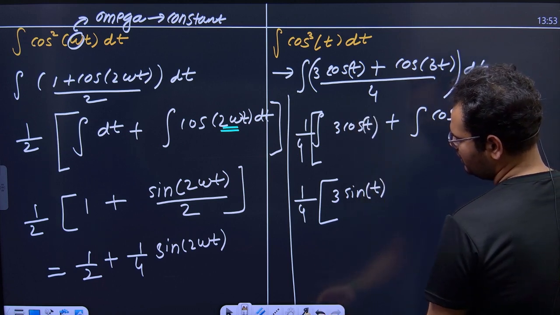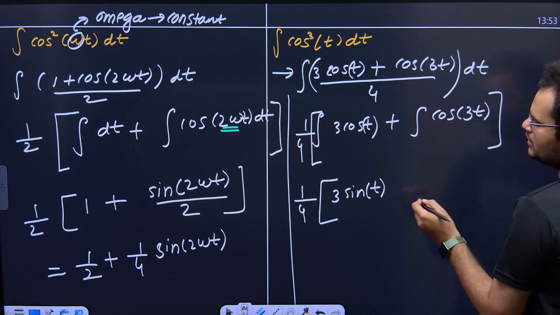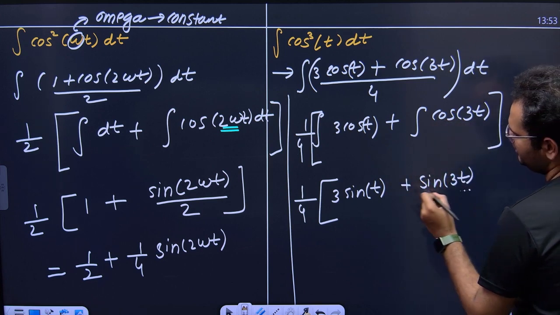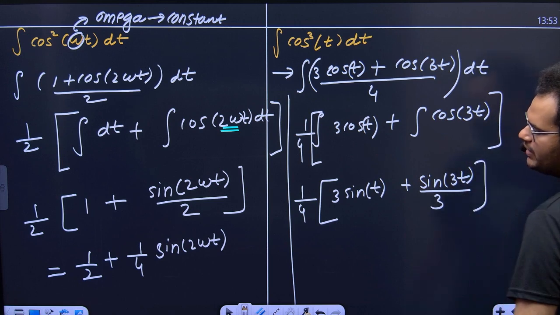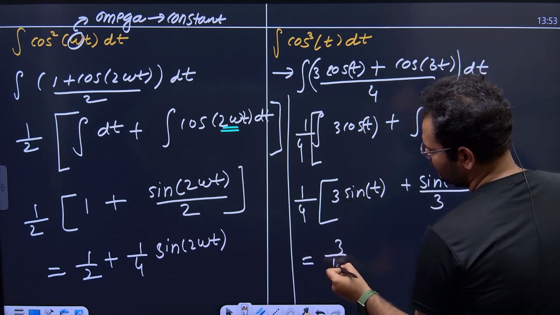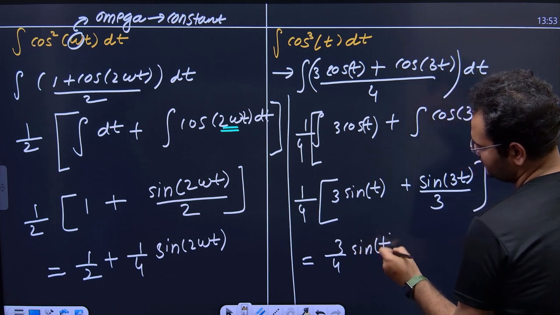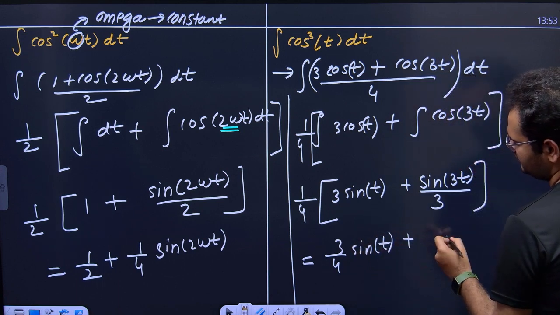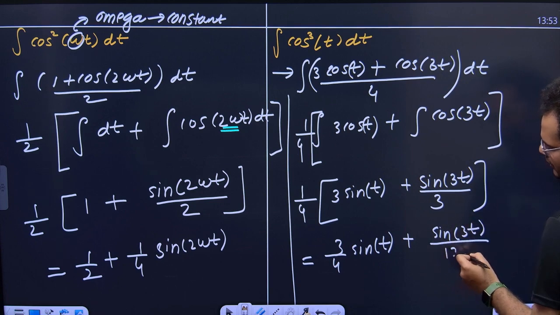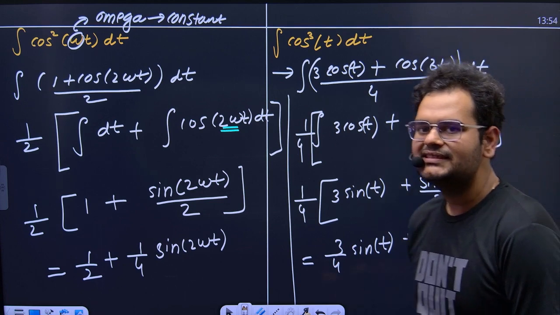Three sin t. What next will come? Here integration of cos is sine. Excellent. And this 3 will come in denominator. Sir, final answer should I write? Yes, yes, I will write 3 by 4 sin t plus sin 3t upon 12. This is my final answer.